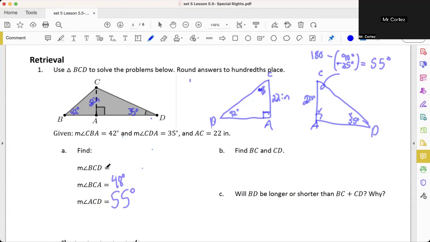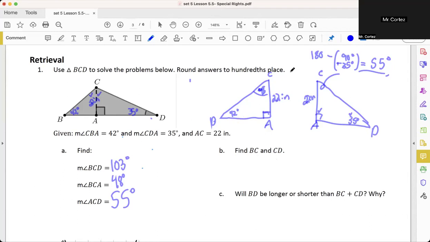Then BCD, what can you say about it? Well, that is the sum of this and this, where we said this was 48 and that this was 55. I guess we could have also gotten a hold of this if we did 180 minus 42 minus 35. Another approach. Or in this case, you can just add together the 48 and the 55. What does that get you? 103. 103 degrees. There you go.